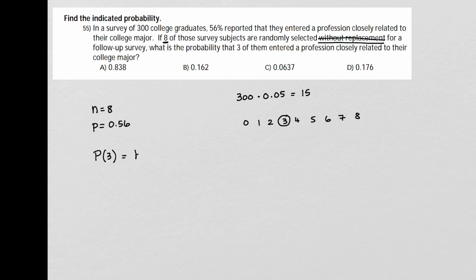So that's when I'm going to use the binom PDF function, because we only have a single value there. It's not a range of values. So my number of trials is 8. Probability of success is 0.56, and the number of successes that I'm looking for is 3. So when I put this into the calculator, I get 0.162, and that's my final answer for that one. So that would be B. And that's how you do those problems.